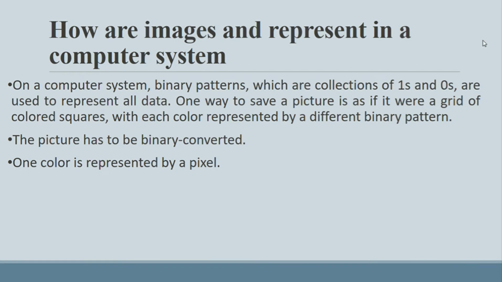How are images represented in a computer system? All data on a computer system is represented using binary patterns, which are sequences of ones and zeros. In order to represent an image, one method is to store it as a grid of colored squares, with each color represented by a unique binary pattern. The number of colors used is one of the factors that affect the size of an image file.